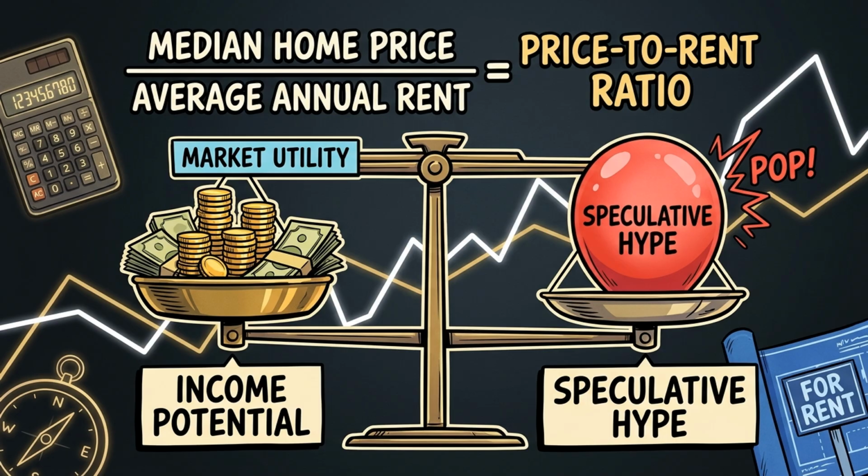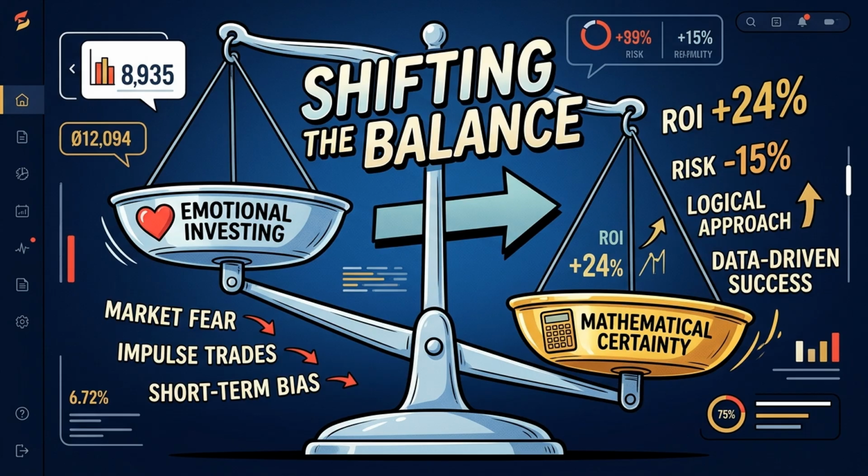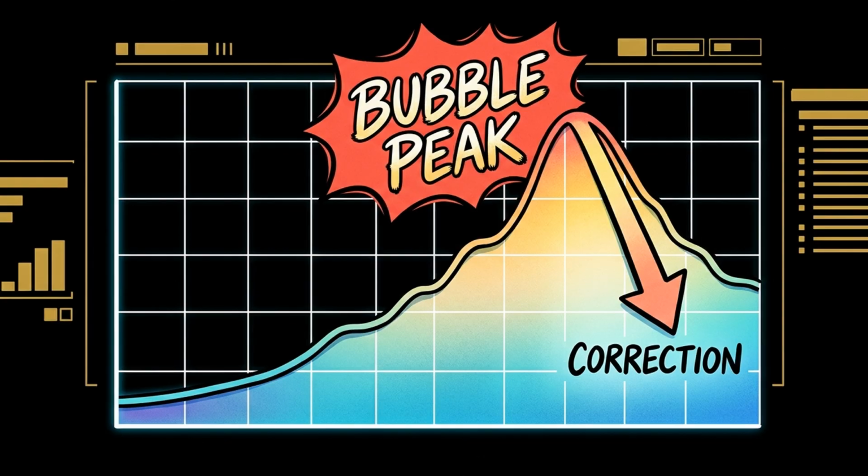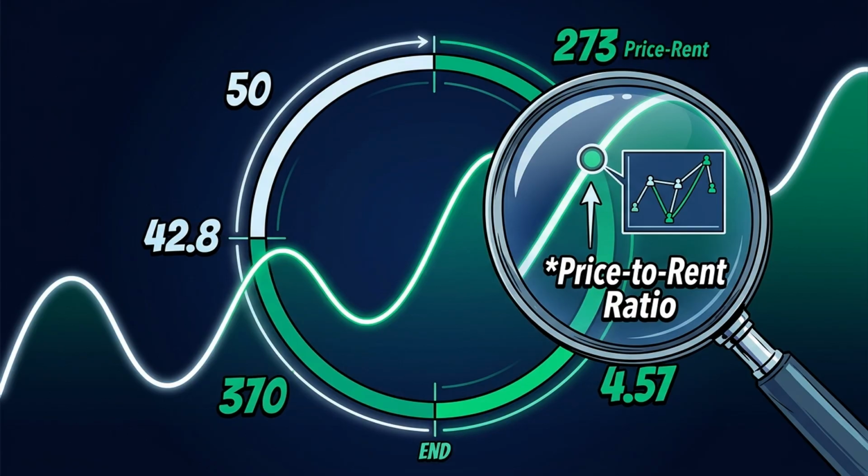When you use the price to rent ratio, you are looking at the cold, hard reality of the market's income potential. You are moving away from emotional investing and toward mathematical certainty. That one shift alone could save you from buying into a market right at the peak of a bubble. Once you see how this ratio predicts market cycles, you honestly cannot unsee it.